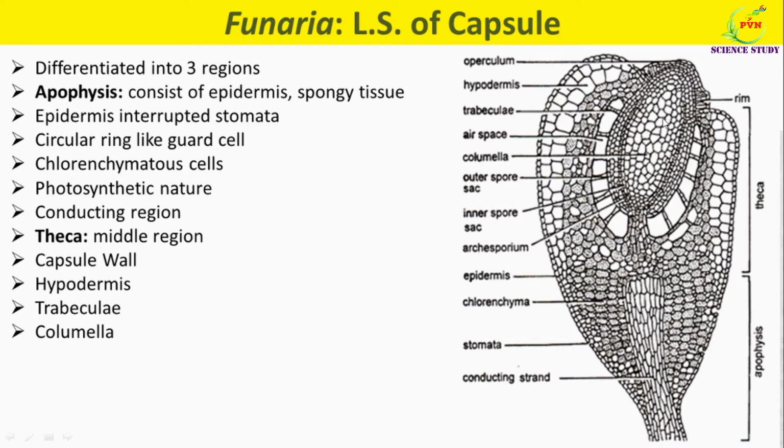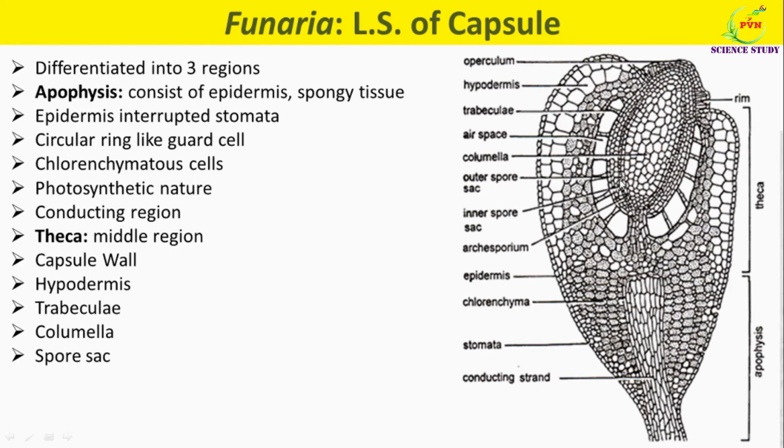The columella serves the purpose of conduction of water and minerals to the growing sporophyte. The spore sac is a barrel-shaped structure, open at both the ends. The inner wall of the spore sac is 1 cell in thickness, while the outer wall is formed of 3 to 4 layers of cells in thickness. So this is the outer spore sac and this is the inner spore sac. All these cells are colorless.